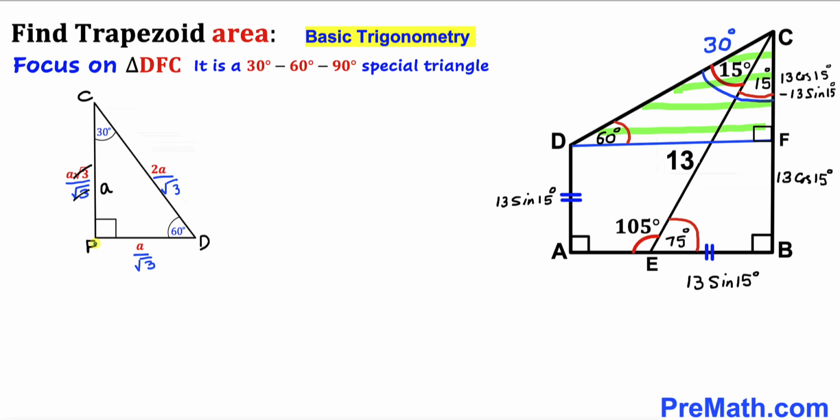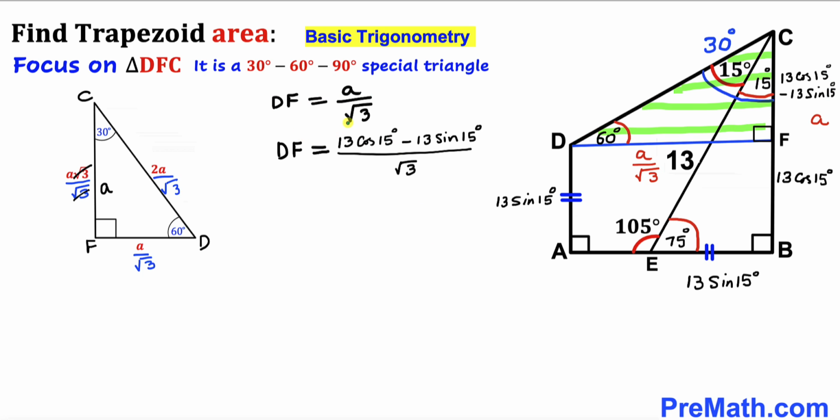Then this FD segment length is going to be a divided by square root of 3. And here let's assume that this whole length is just simply lowercase a. Then this DF length is going to be a divided by square root of 3. So therefore we conclude that this DF length is going to be a divided by square root of 3, where our a value is this whole thing divided by square root of 3.